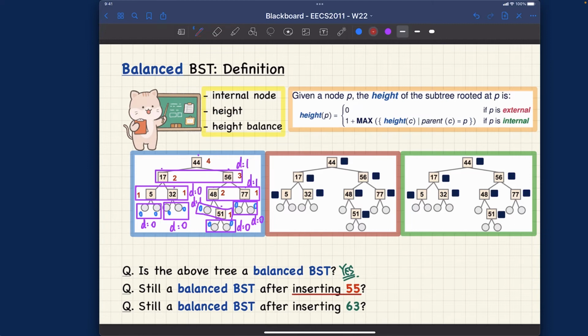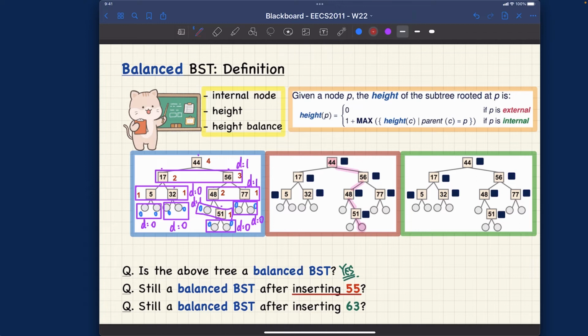In order to insert 55 into the tree, we start with 44, and then 55 is larger than that, so we should go this way over here. And then 55 is less than 56, we go this way. 55 is larger than 48, so we go this way. And then it's larger than 51, so we go this way. So this will be the external node that will be returned from the searching process.